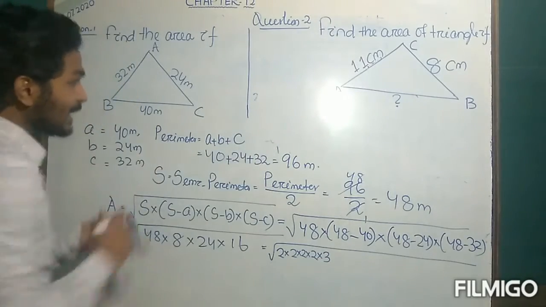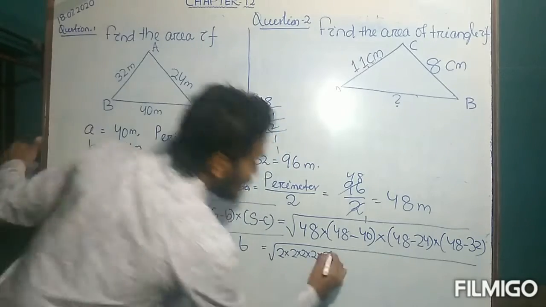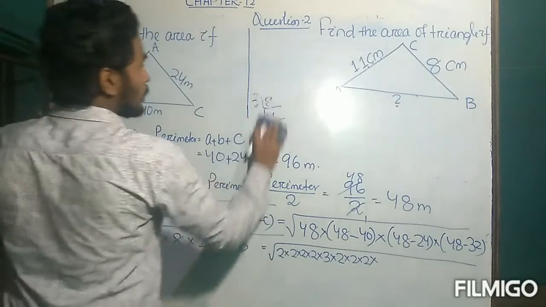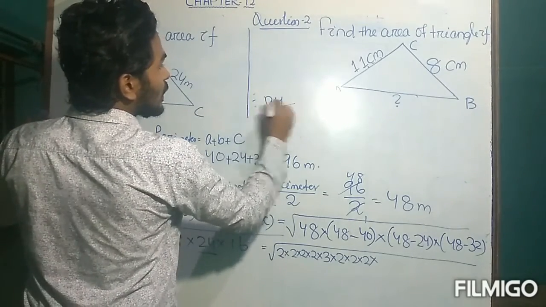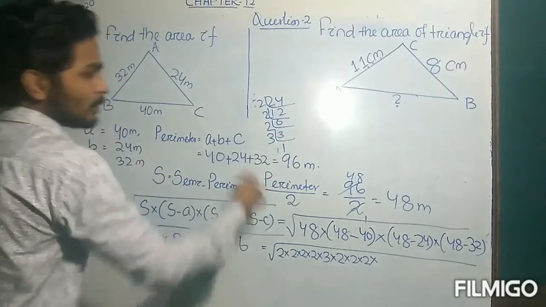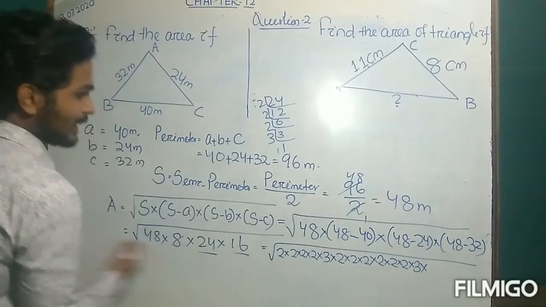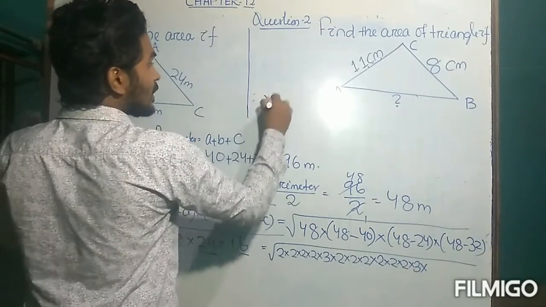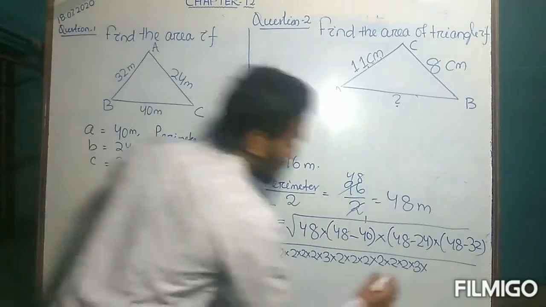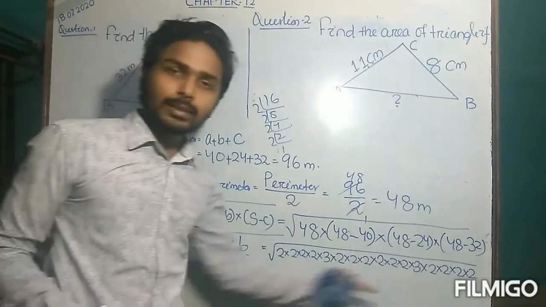Clear? Now 8 can be factorized as 2 4, 2 2, 2 1, so 2 2 2. Clear? Now factorize 24: 2 12, 2 6, 2 3, 3 1. So 2 into 2 into 2 into 3, into 16. Now factorize 16: 2 8, 2 4, 2 2, 2 1. How many 2's? 4 2's. So this is the factorization of all the terms.